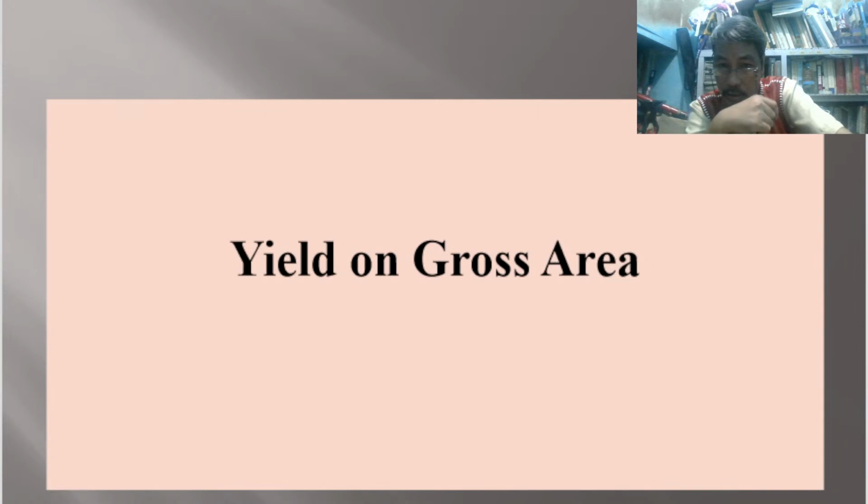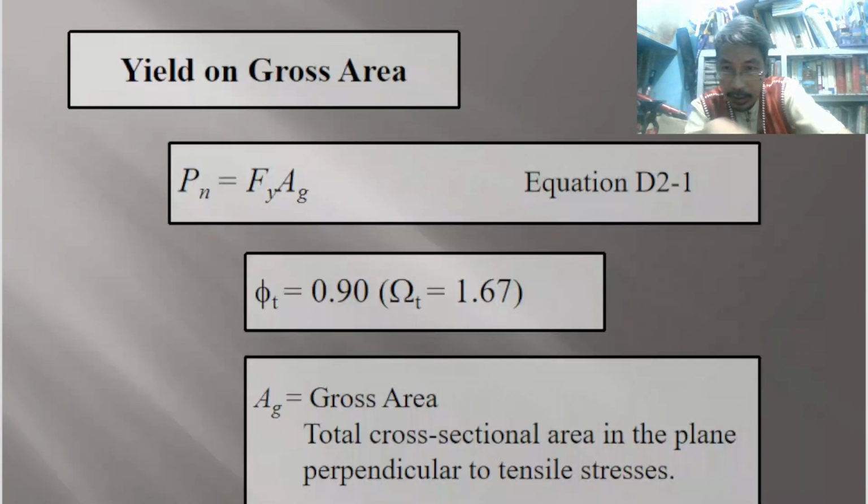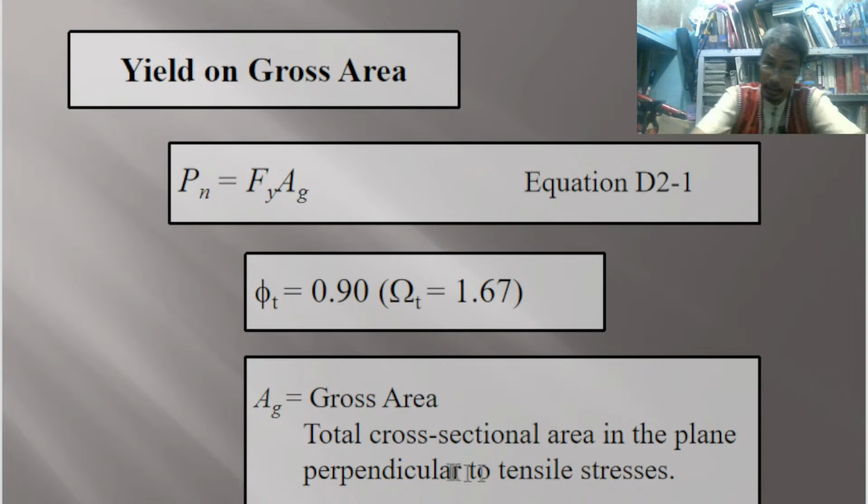So number one is yield on gross area. So what about yield on gross area? So we have the following formula. This is the summary. Actually, the equation number is on the code. Chapter D, equation D2-1. This is our formula using gross area times yield stress. And gross area is the total cross-sectional area in the plane perpendicular to tensile stress. Take note, perpendicular to tensile stress. This is a very important description of this area. Okay?